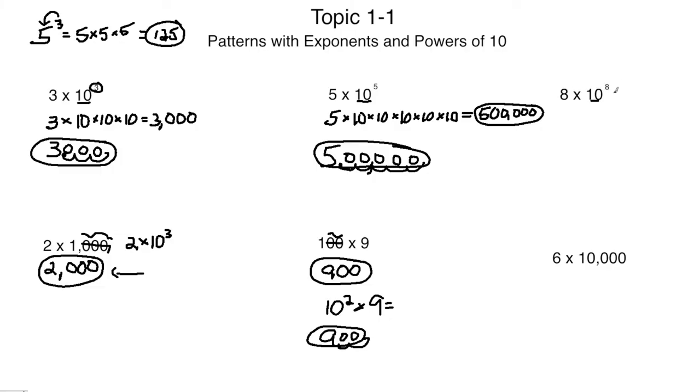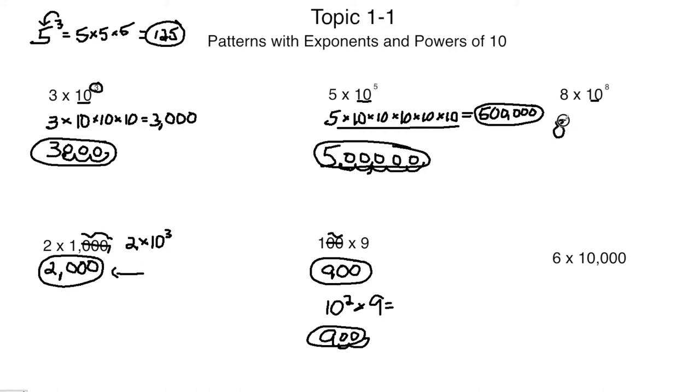Ooh, this one's got a big exponent. So go ahead and push pause now and see what you come up with for 8 times 10 to the 8th power. All right, so I'm not going to write it like this one over here, but you're going to have 8 times 10 times 10 times 10 times 10 times 10 times 10, which is 6, times 10, which is 7, times 10, which is 8.